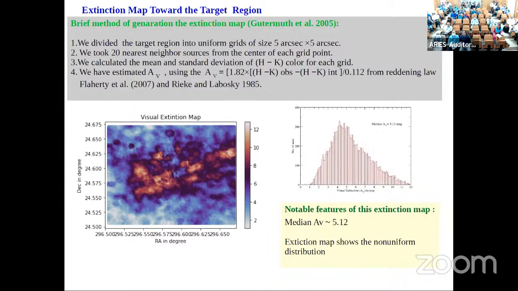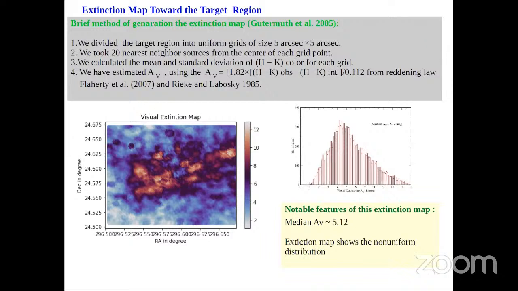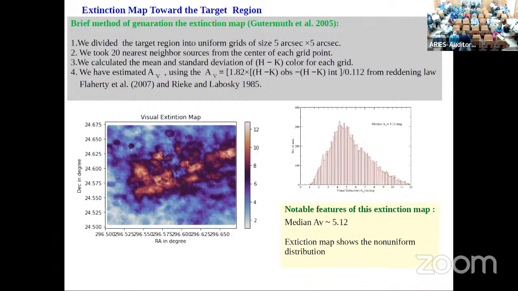Now we have obtained the AV values, and using them we have plotted this visual extinction map. Here we can see that the AV value varies from 2 to 12 magnitude, and some parts have a high extinction of 12 magnitude. From this plot we can see that there is a non-uniform distribution of extinction in this region. And from the histogram plot, we have estimated the median value of AV to be 5.12 magnitude.